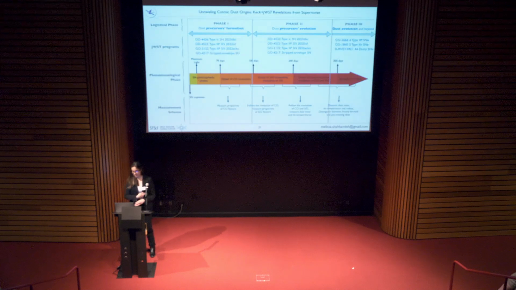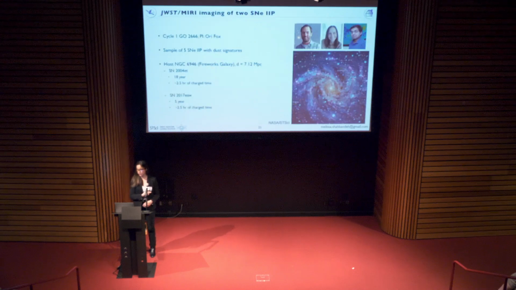Going back to the same diagram, so now I'm going to focus on phase 3. So we have some programs that focus on phase 3. One of them is a cycle 1 program. Ori Fox is the PI of that at Space Telescope. So for this program, we had 5 type 2P supernovae that still have their hydrogen.